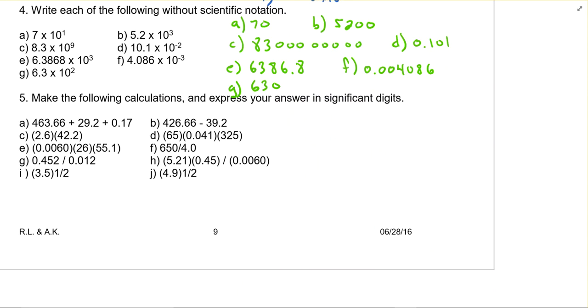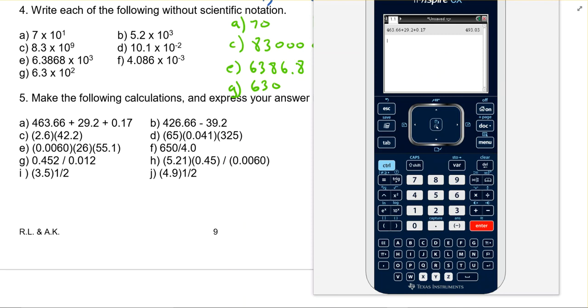For these ones, the big question is, are we adding and subtracting, or are we multiplying and dividing? Because they have 2 separate rules there. So for part A, you can see I brought my calculator up here. Just add them all together, and you can see that my answer here is 493.03. Hopefully you can see it, it's kind of small.